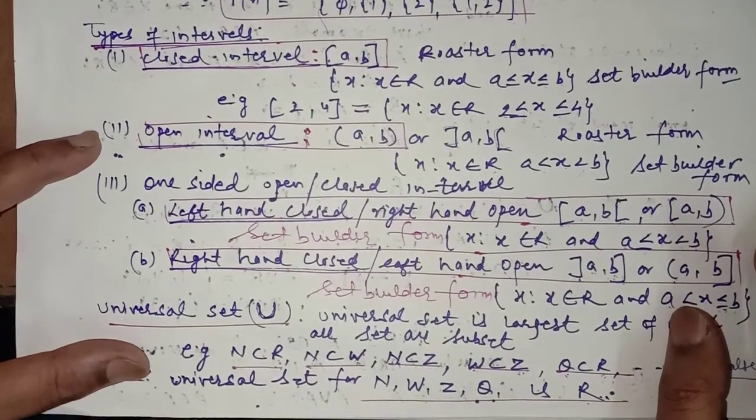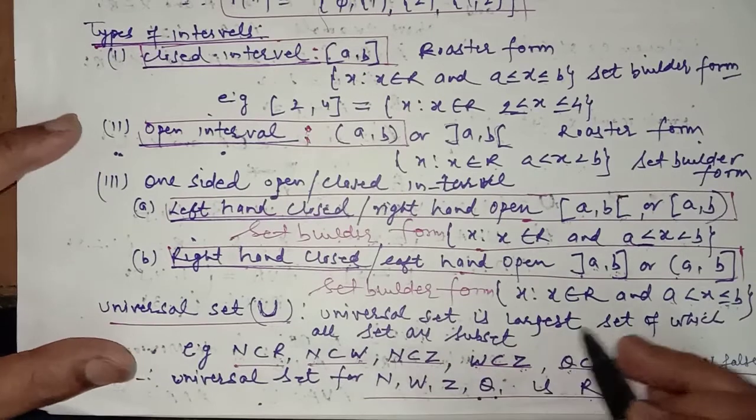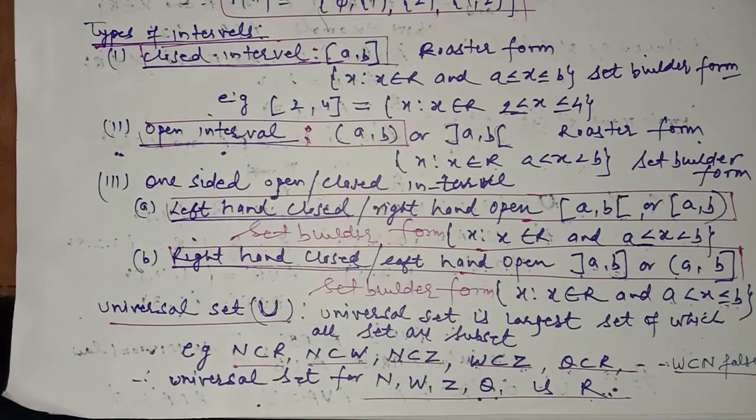After that we have a universal set. It is denoted by this large U, and universal set is the largest set of which all the sets are subsets. Means it is the largest set. For example, if we take an equilateral triangle, then what is the universal set for it? The universal set for the equilateral triangle will be the set of triangles, because an equilateral triangle will be in the set of triangles.